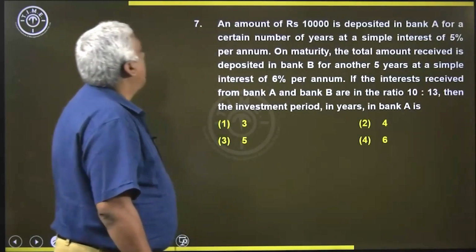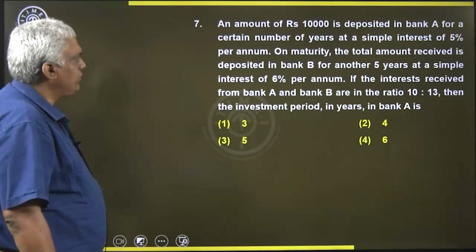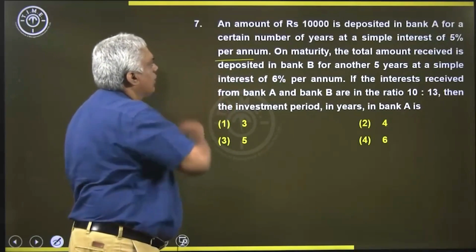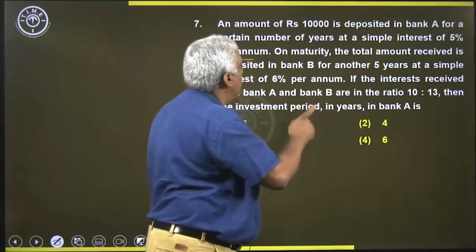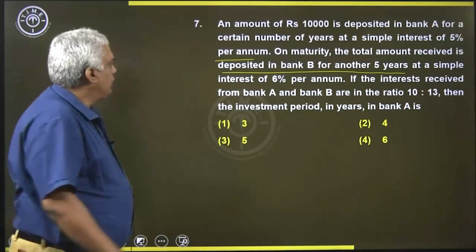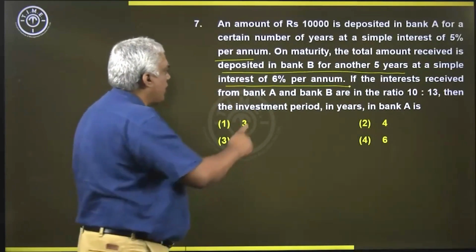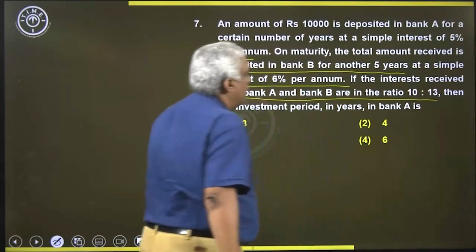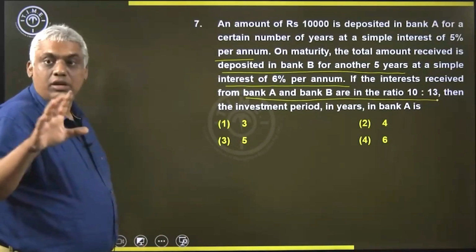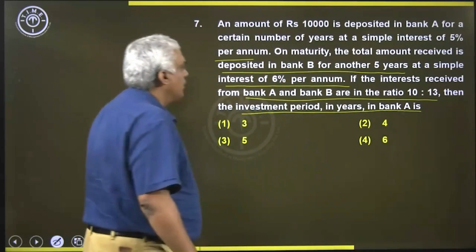An amount of 10,000 is deposited in bank A for a certain number of years at a simple interest of 5% per annum. On maturity, the total amount received is deposited in bank B for another 5 years at a simple interest of 6% per annum. If the interest received from bank A and bank B are in the ratio of 10 is to 13, sorry, not 3, my mistake, 10 is to 13, then find the investment period in years in bank A.